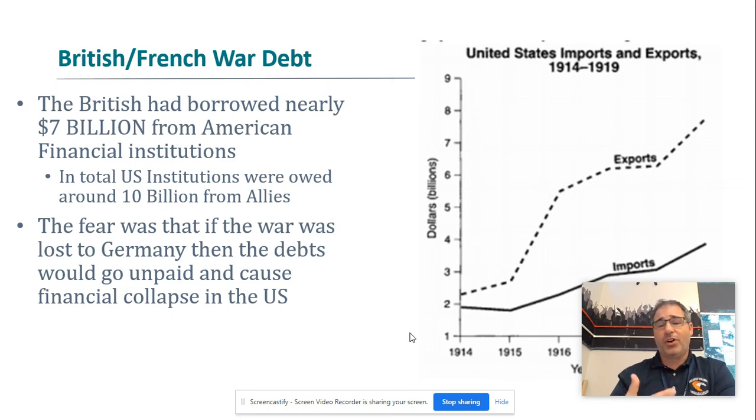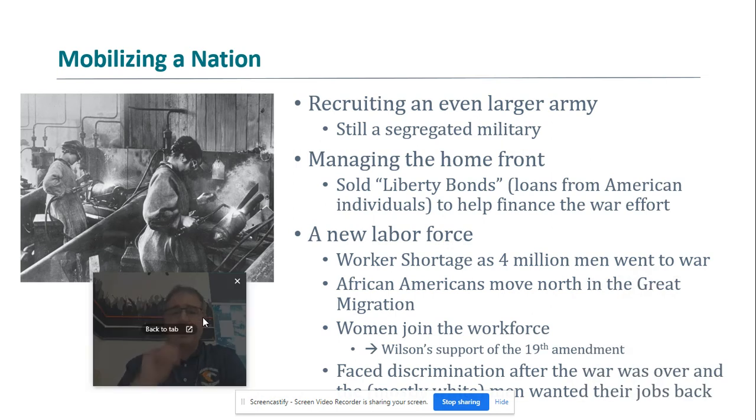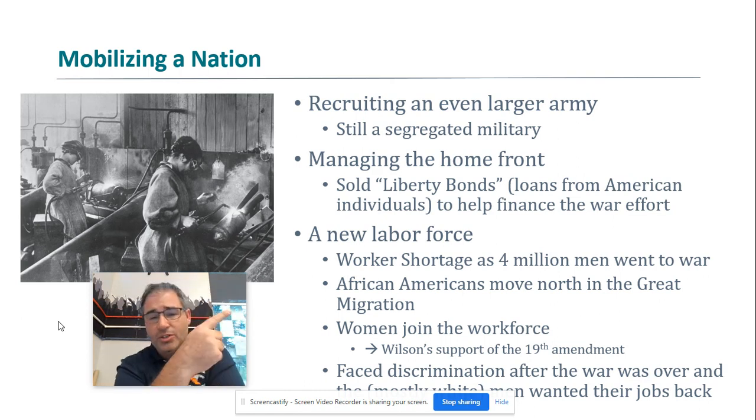So the United States gets involved because of the debts, because they wanted to make sure that they got paid back. So the United States begins recruiting, and see here, these are women in the workforce. They did it before World War II. Women had always been in the workforce, but at this point, there is a 4 million worker shortage here. And those 4 million men had gone to war, so they needed people to replace them.